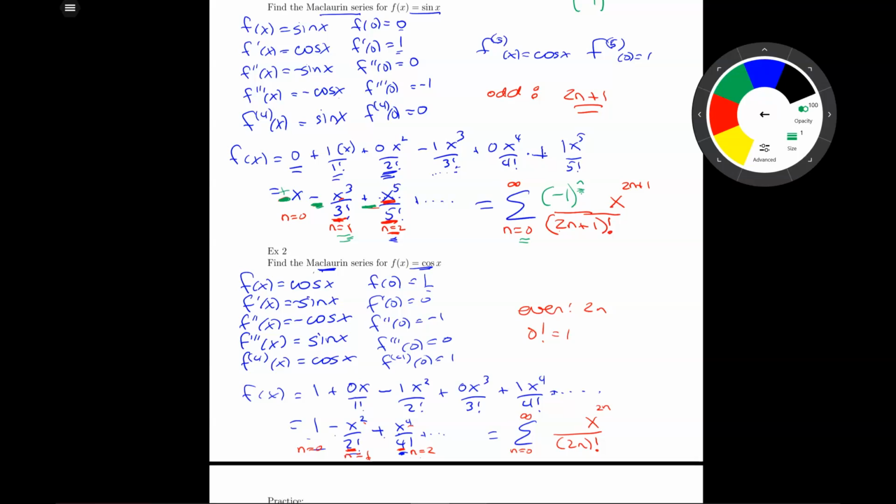Now I have to take care of that negative. So let's try negative 1 to the n. If I plug in n equals 0, negative 1 to the 0 power gives me positive 1. Hey, that works. Plug in n equal 1, I get negative 1 to the 1 power. That works. So there it is, Maclaurin series for cosine.